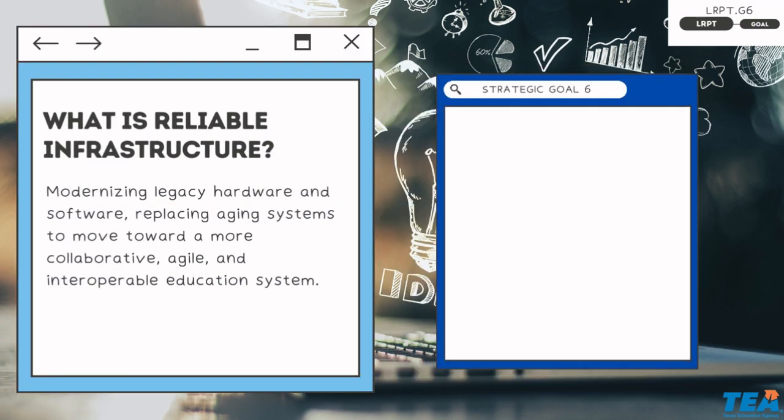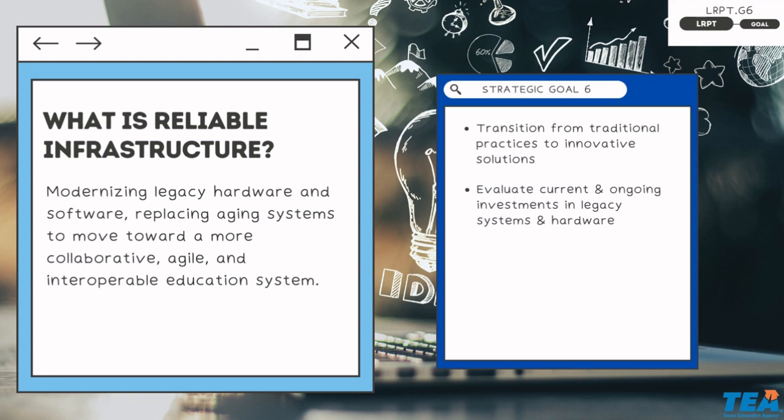Broadly, building a reliable infrastructure is modernizing legacy hardware and software, replacing aging systems to move toward a more collaborative, agile, and interoperable education system. This includes facilitating the transition from traditional practices to innovative solutions, consistently evaluating current and ongoing investments in legacy systems and hardware, and considering both shortening replacement cycles and the replacement with more efficient and scalable options.